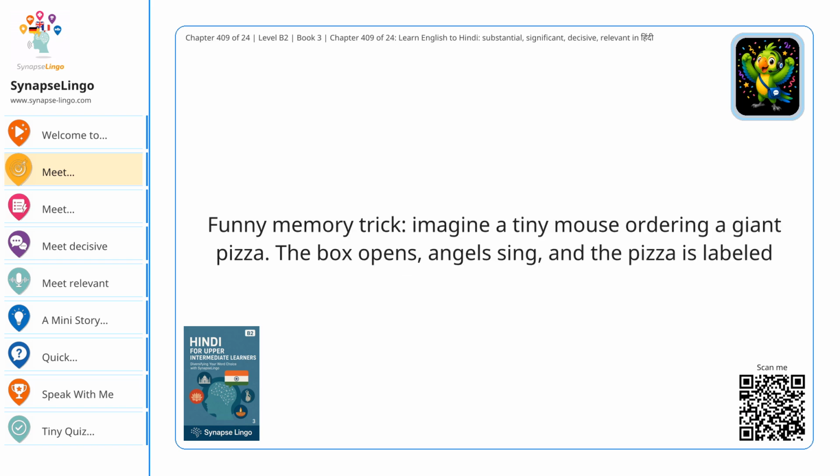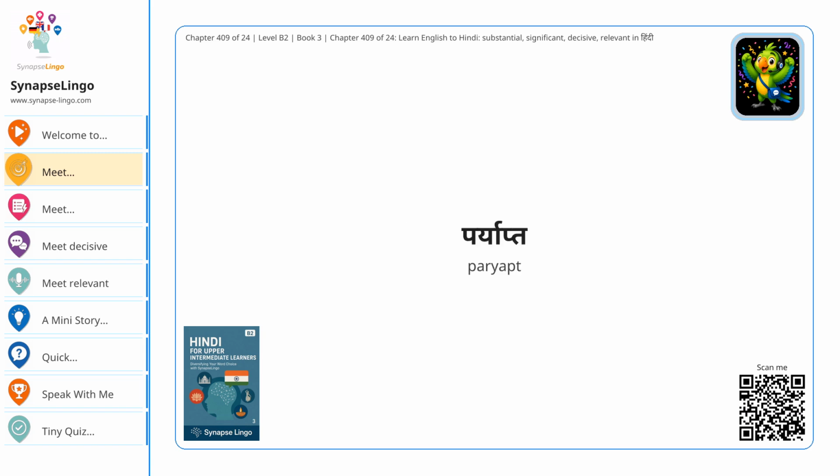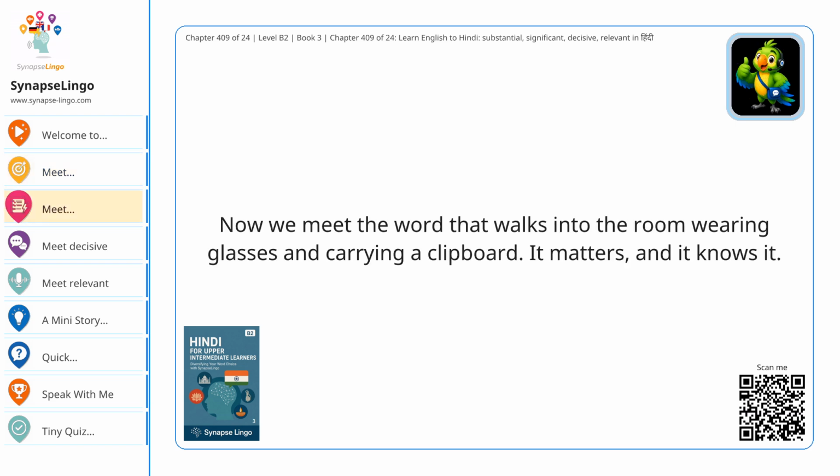Funny memory trick. Imagine a tiny mouse ordering a giant pizza. The box opens, angels sing, and the pizza is labeled पर्याप्त. That is not a snack. That is substantial. Meet significant. Now we meet the word that walks into the room wearing glasses and carrying a clipboard. It matters, and it knows it.